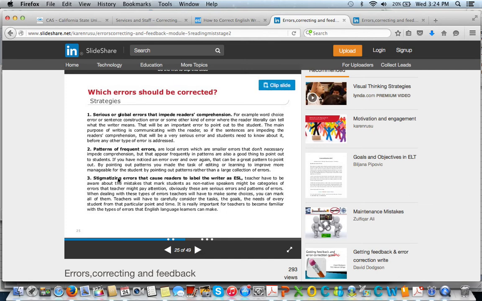Another way to focus is a stigmatizing error that would cause readers to somehow stigmatize the writing of the learner. We have to be careful and sensitive with this one. But this is an area where the writing could benefit from, for example, helping the student to make their writing more formal in an academic setting. That kind of thing can really help the learner to come across in the way that they wish to come across with their readers.